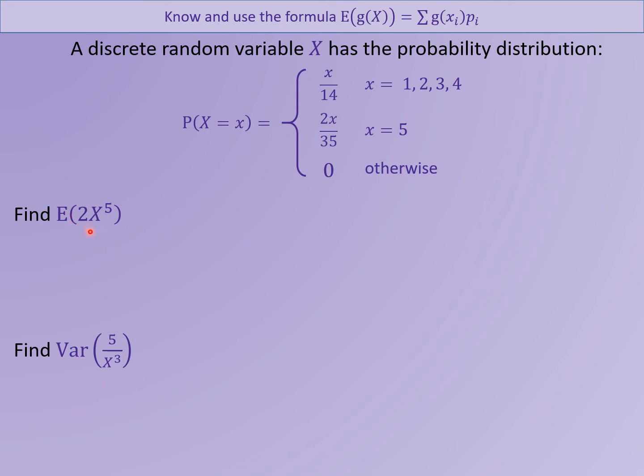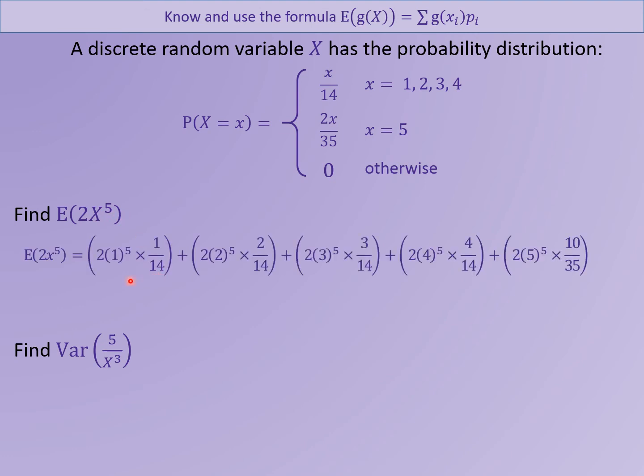Okay, so let's look at the expected value. Here's the function. So instead of 1, 2, 3, 4, 5, I'm going to be doing 2 times 1 to the 5, 2 times 2 to the 5, 2 times 3 to the 5, and so on. So there's those parts. The probabilities do not change. So even though you're putting it in the function, it's still 1 over 14. If you try putting these numbers in, what you'll find is your probabilities will be too big. Remember, your probability always has to add up to 1.